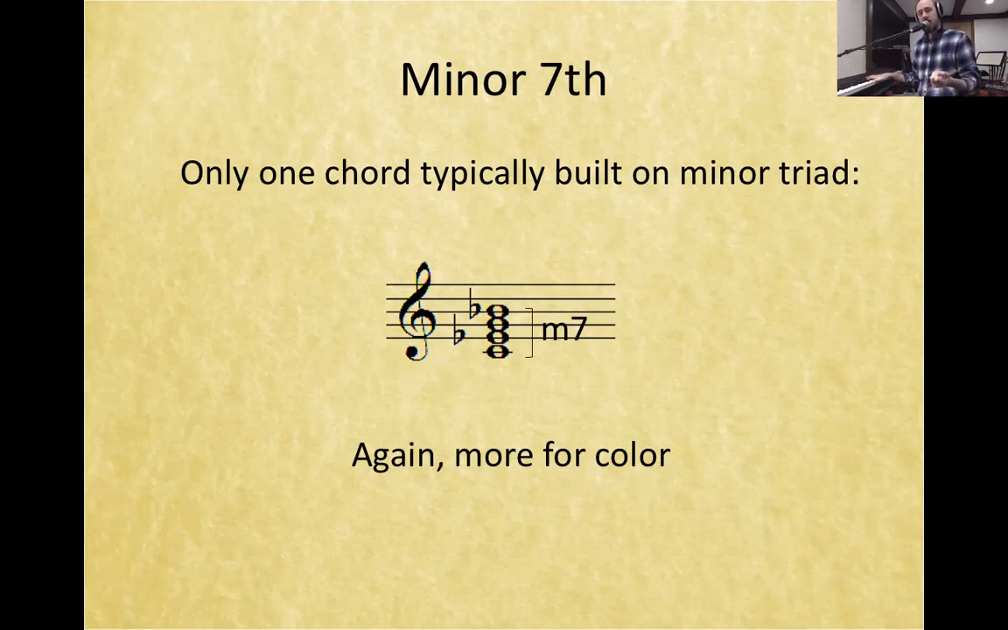Like I said, there is another one that we could see, but this is the one that by far is the most common. So unless you're seeing something a little funky, if there's a minor triad and there's a seventh on it, this is by far the most likely thing that you're going to find. So that's pretty much what we want to look at here. We'll talk about what's going on with diminished chords next.